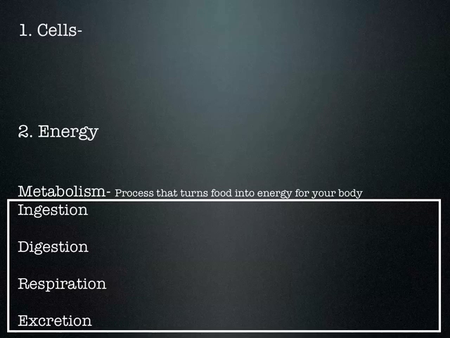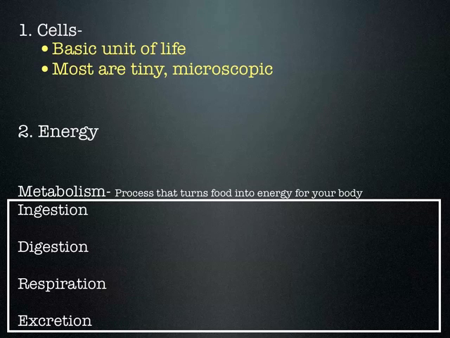First one, cells. We said all living things are made of cells. Now, some organisms are just a single cell. We say that the cell is the basic unit of life, sometimes the building blocks of life. Cells are generally tiny, microscopic structures that help an organism do all the things it needs to function.